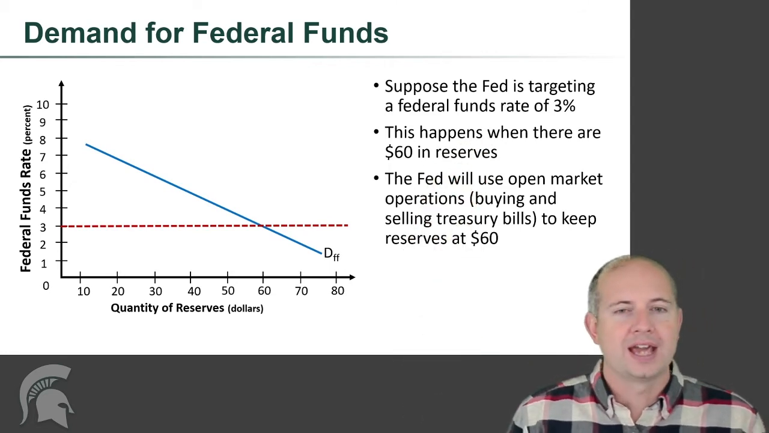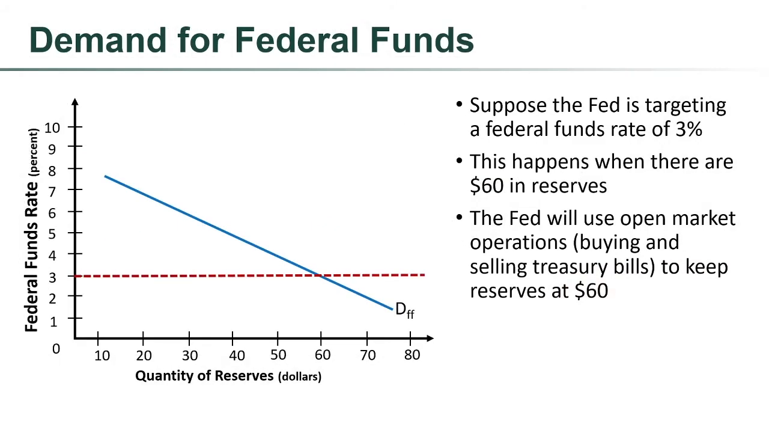The way we see that is we just take a look at this demand curve here. This right here is the demand for federal funds. And we say, all right, at what quantity of reserves will there be a price of 3%? It turns out that a price of 3% corresponds with $60 in reserves. So if the Fed funds rate is 3%, there will be a demand for $60 in reserves.